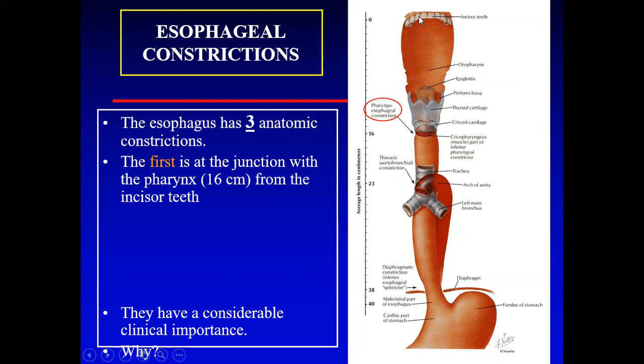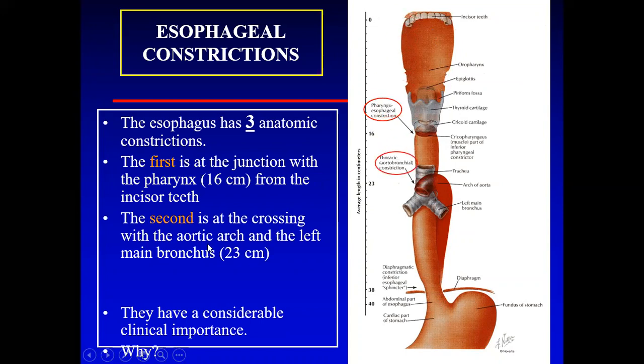Why is the distance taken from the incisor teeth? Because if you want to pass a tube like the Ryle's tube to do gastric lavage, as soon as you push the tube, it might get stuck here. When it gets stuck, just pull it and pass it deeper inside. This means it is a normal constriction. You approach the first normal constriction.